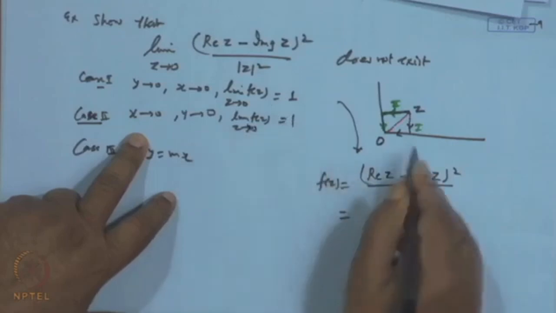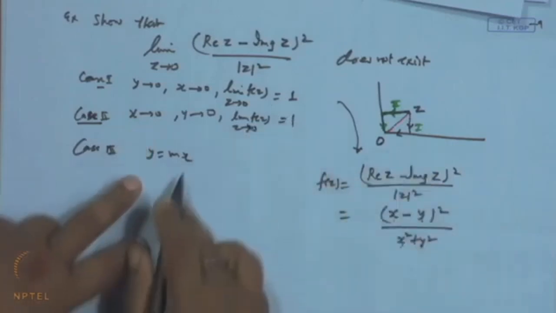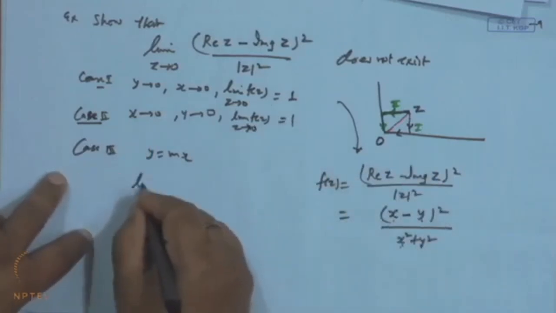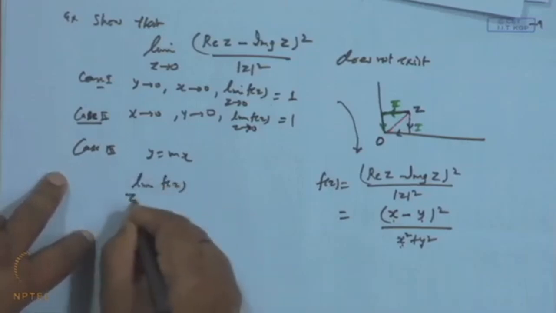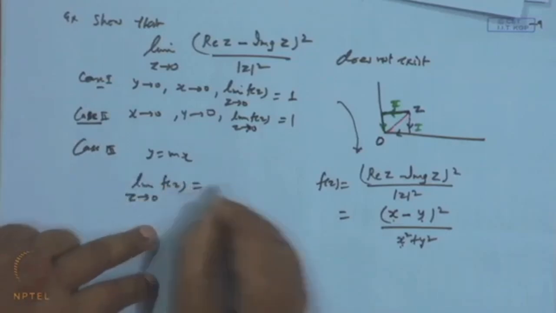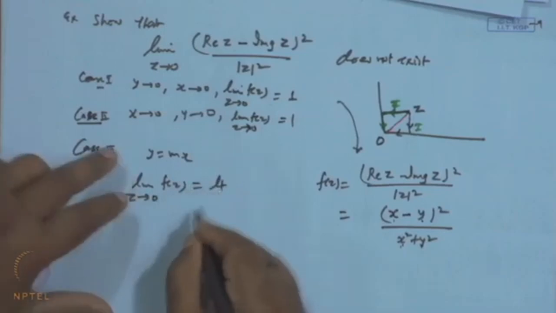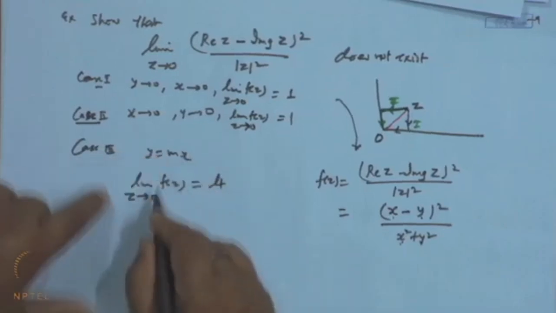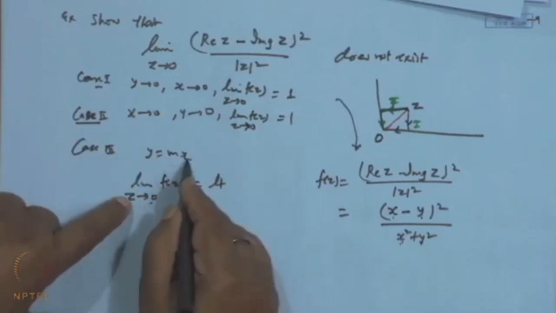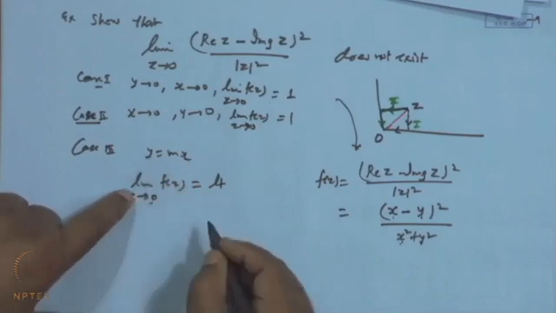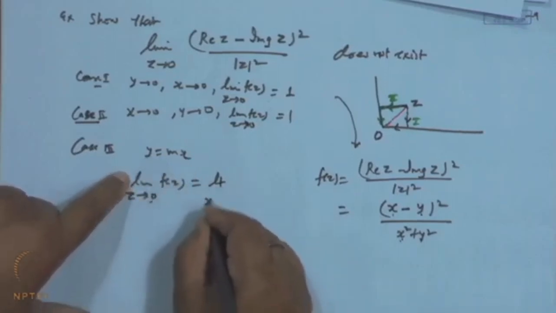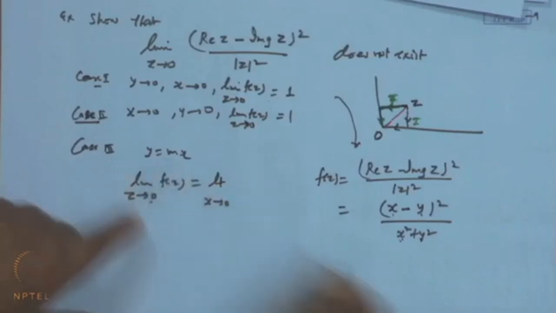So, along these two paths, the limit is coming to be 1. But what about the third path? For the third path, the limit of the function f(z) when z approaches 0 is the same as the limit with the substitution y equals mx. When z tends to 0, x tends to 0 and y tends to 0. So here, let z tend to 0, putting y equal to mx.